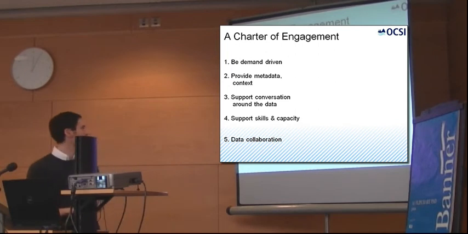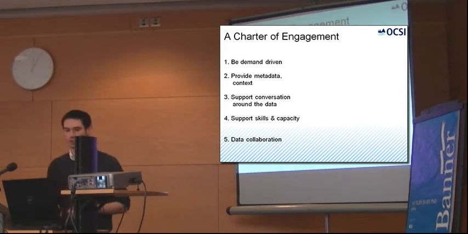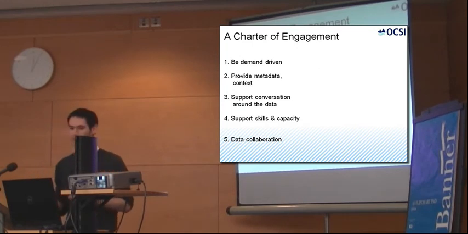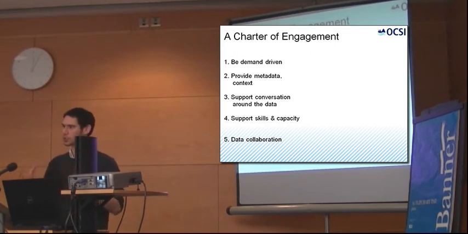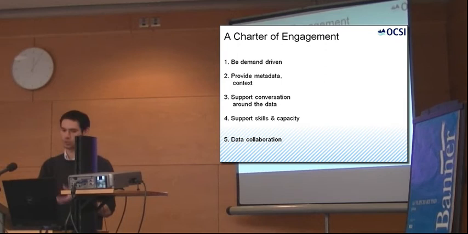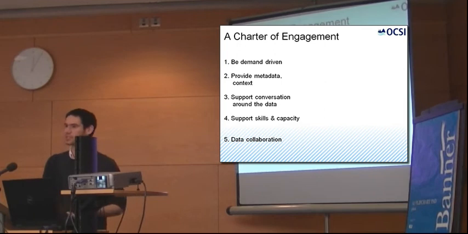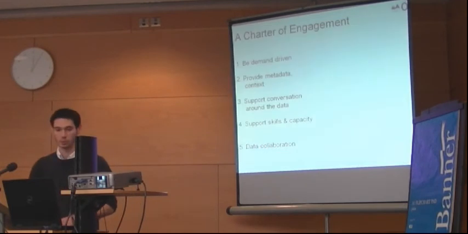So the first star was just to be demand driven in terms of which data you're using, which data people find useful. The second star was about providing metadata and context to that data and helping people understand it. The 3rd star was around supporting the conversation, so actually the network around the data itself. The 4th star was being able to support people doing stuff with the data and supporting storage capacity. And finally, the 5th star was completing the feedback loop around data collaboration and taking data and improving the data through the networks that are available.